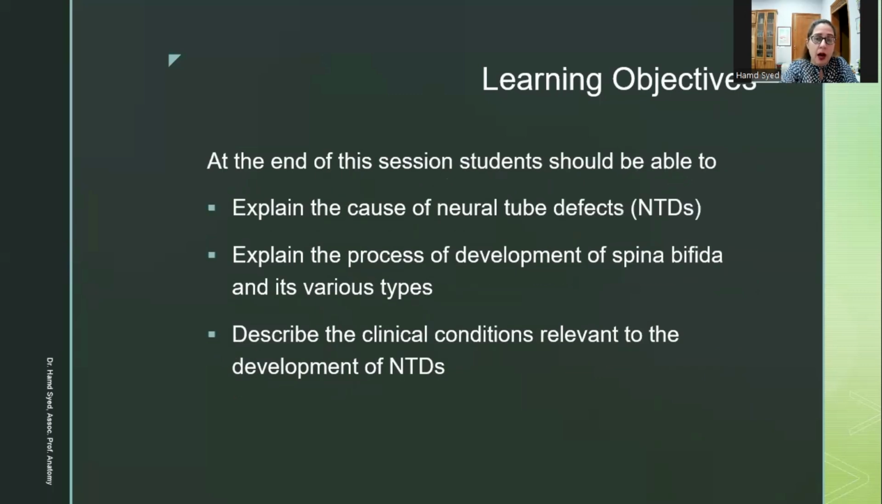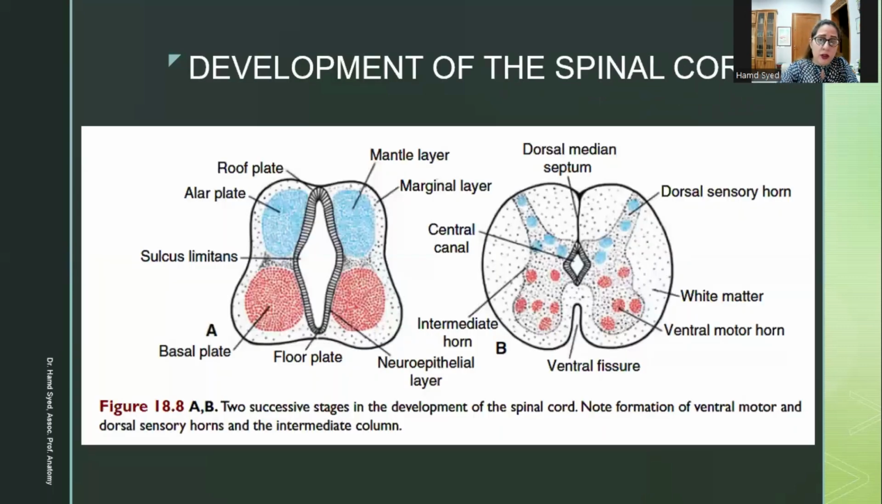And in the end, I will be talking about the neural tube defects, that is spina bifida, and the different types of spina bifida. So these are our learning objectives for today. So the discussion will focus on a bit of a recap on the different aspects of spinal cord development that we talked about last time. Here you've got these two cross sections through the spinal cord, and they're showing the developmental stages of the spinal cord.